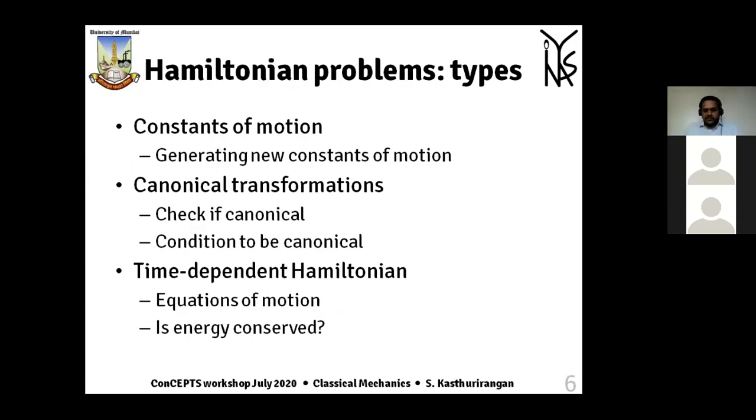Coming to the types of questions which you can expect under Hamiltonian, we have questions like the one we saw: constants of motion, finding whether a particular function is a constant of motion or not, finding the condition under which it will be a constant of motion, given two known quantities which are constants of motion, trying to generate new constants of motion. All of these are merely implementations of the Poisson bracket formalism. So that is the easiest way to do it. So having a lot of practice with Poisson bracket evaluations is very good practice for this class of problems.